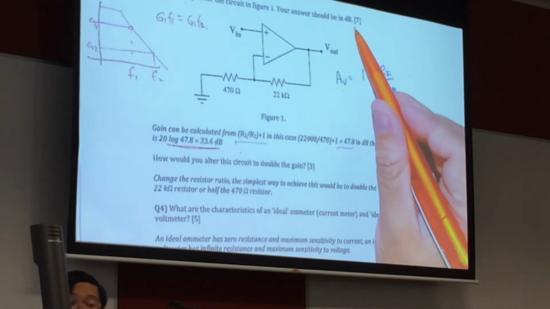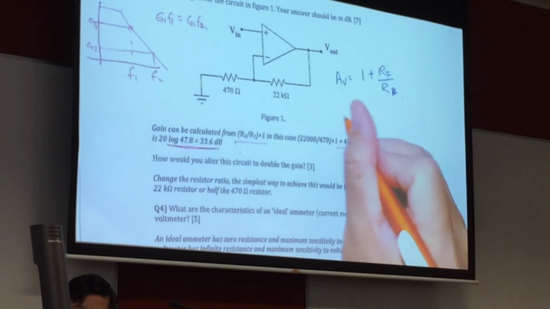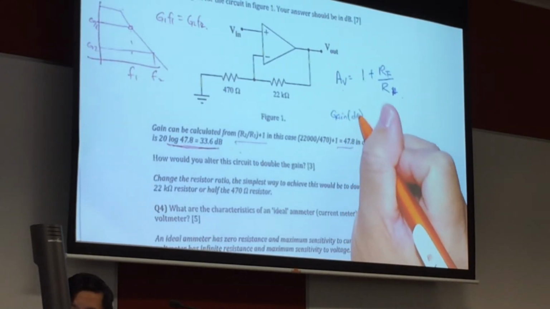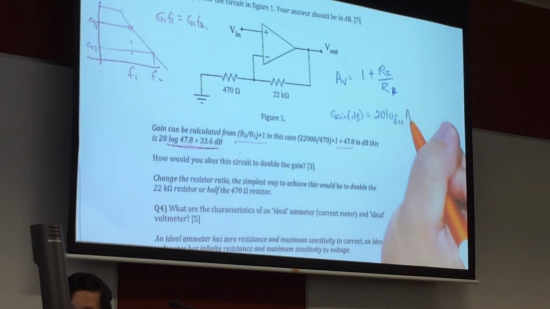How do you convert into dB? Gain in dB is equal to 20 log10 of AV. Is that clear?